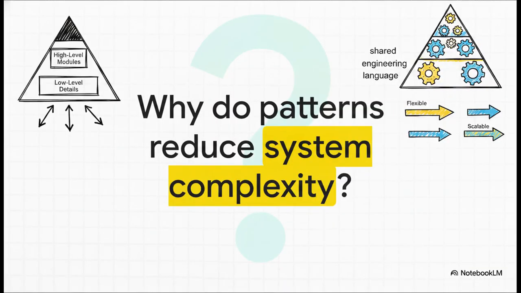So, let's tackle the big question right out of the gate. Why do design patterns actually reduce system complexity? Well, think about poorly designed systems. High-level modules end up depending way too much on low-level implementation details, which just creates this incredibly brittle structure. Patterns flip that. They invert the dependency. They essentially act as a shared engineering language that keeps your system flexible, scalable, and easy to reason about.